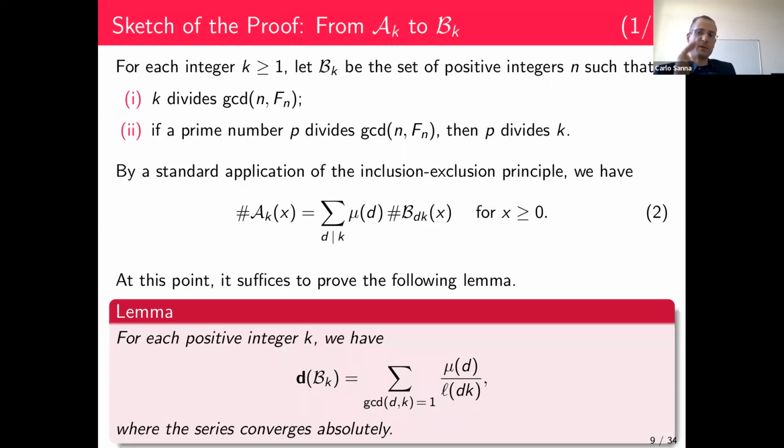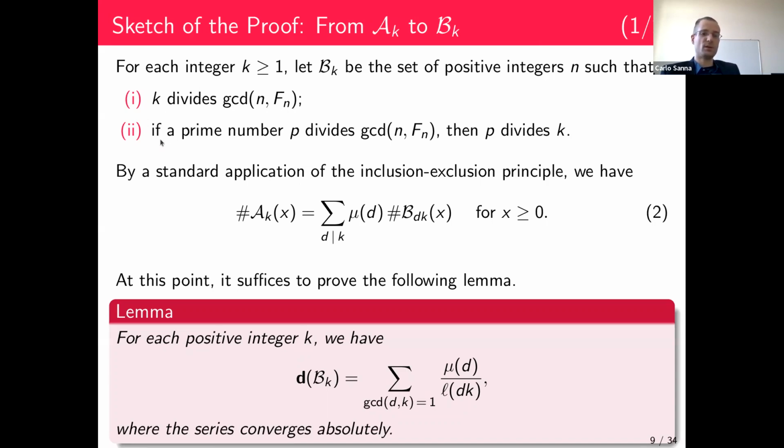So the first idea is to move from the set A sub k to the set B sub k, which is defined in the following way. For each positive integer k, we let B sub k be the set of positive integers n such that k divides the GCD of n and F_n, which is the first condition.